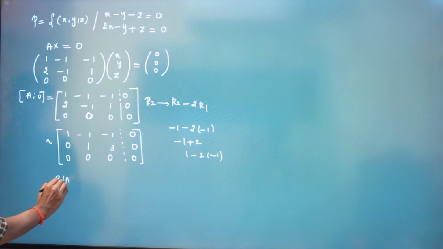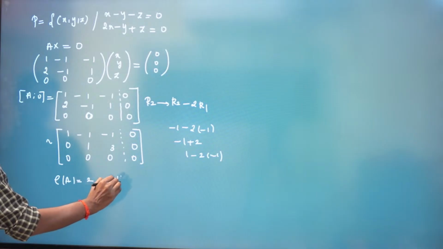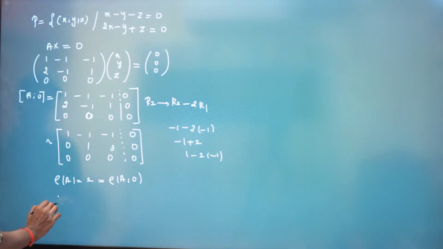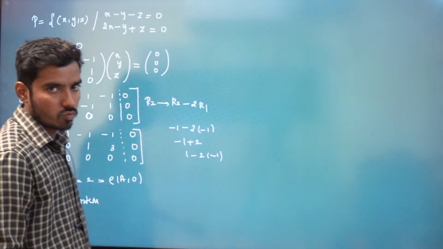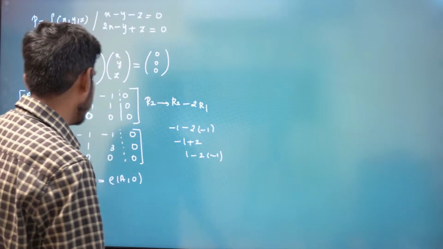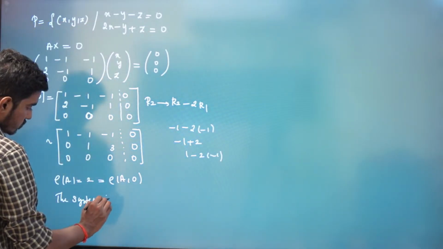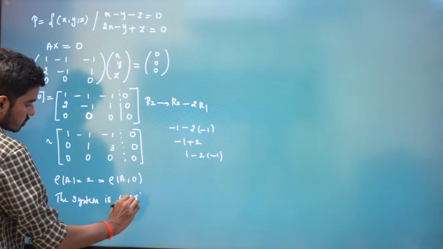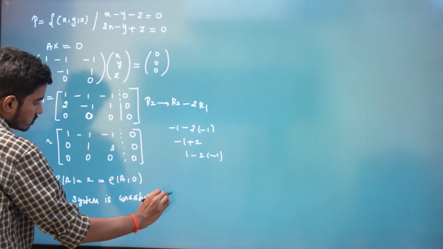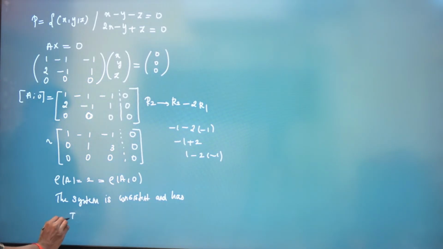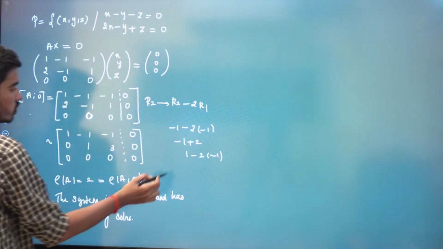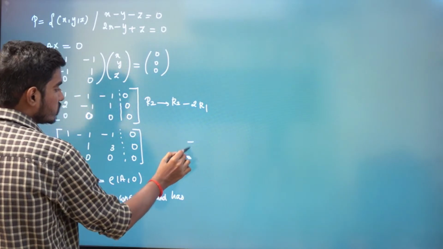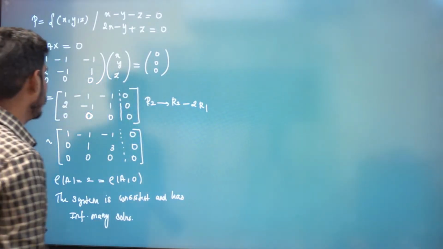And then we have rank of A equal to 2, and the rank of A comma O is also equal to 2. That means the system is consistent. A homogeneous system is always consistent, because the trivial solution is always a solution. The system is consistent and has infinitely many solutions. How do we find all those solutions?